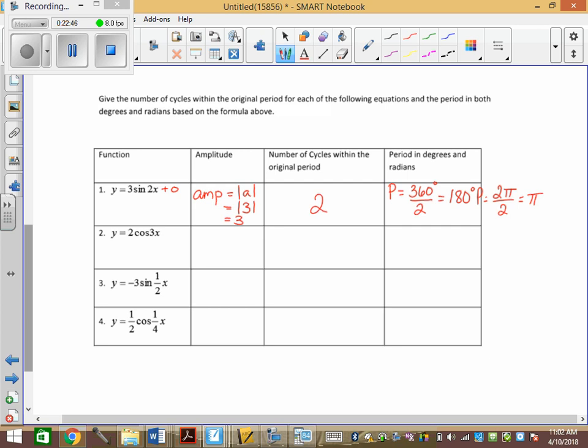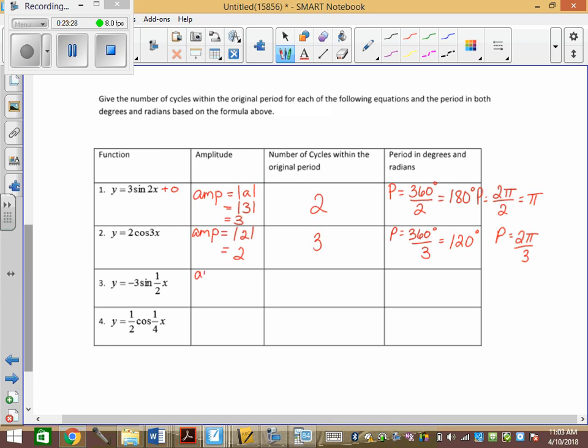2 cos 3x. My amplitude equals the absolute value of 2, which is 2. My period. This one has a horizontal stretch by a factor of what? 1/3. So it's narrowing, is it not? So my period is 360 divided by 3, which is 120, or 2 pi divided by 3. How many times is it repeating itself? 3.